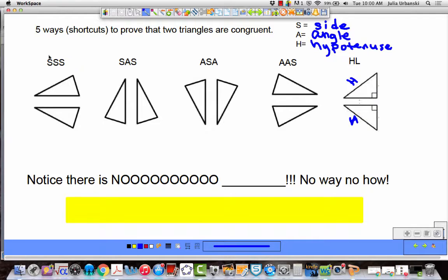Alright, so if you can find out that all three pairs of sides, S, S, S, side, side, side, all three pairs of sides match, like this side could match this side, and this side could match this side, and this side could match that side. If you find three pairs of sides that match, then you've got congruent triangles.